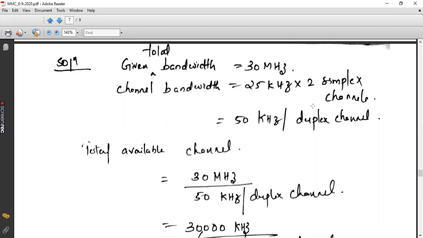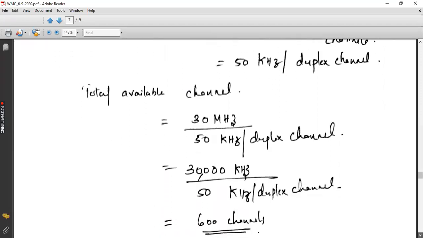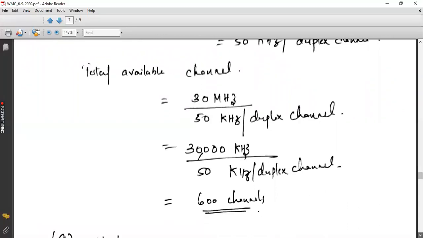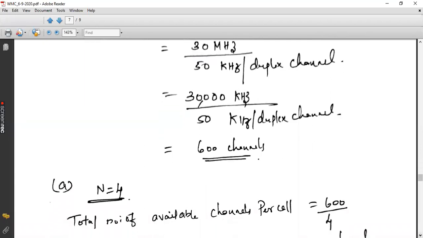But the total available bandwidth is 30 megahertz. So how many such duplex channels can you have for this 30 megahertz? For this, what we have to do is divide the total spectrum bandwidth by the spectrum allocated for one duplex channel, so that the answer will become 600 channels. 30 megahertz you convert into kilohertz and then you cancel. So 600 channels will be the total channels. Is it clear for you till now?